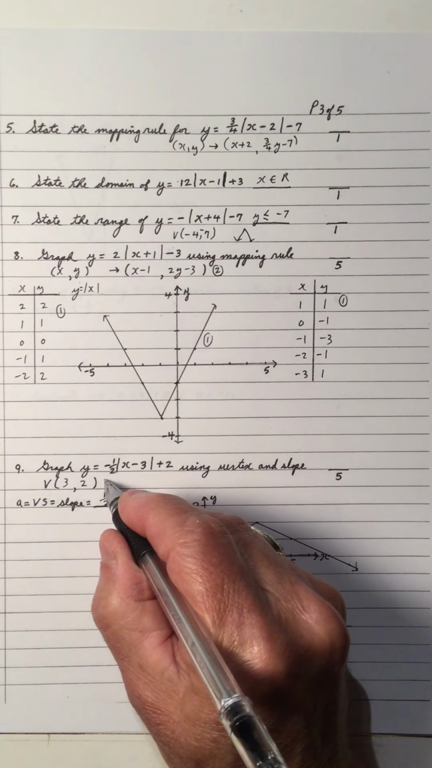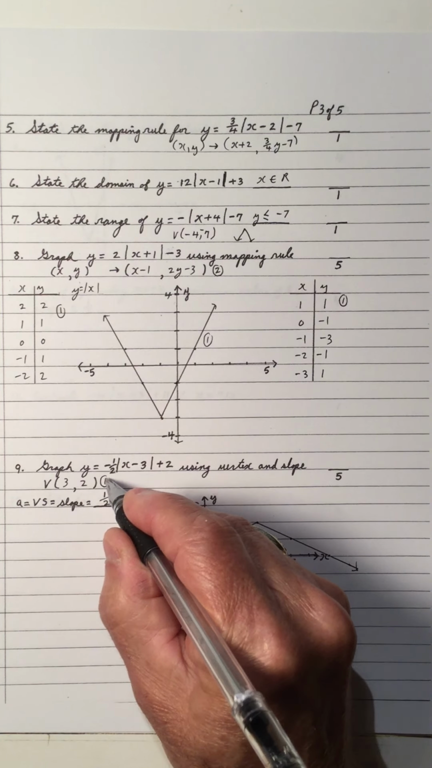So if you wrote the vertex, you get a mark. If you did the slope, you get a mark. If you said it was going down, you get a mark. And if you did your graph, so going down, you got a mark. And if you got your graph down, you get 2 more marks. So there's your 5 marks. Total up your page at 13.